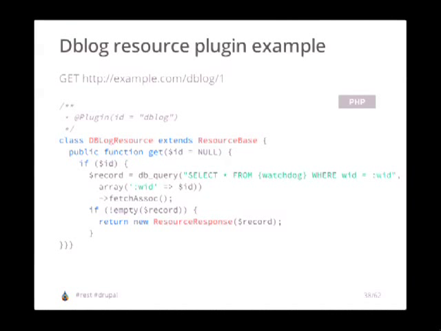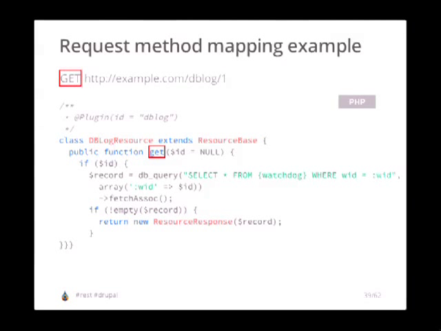So we're using annotations here. I'm saying that this plugin is the dblog plugin, and I define the class, extend some resource base, and now if we look at the requests and what it corresponds to in the plugin, for example, for a get request, we implement the get method. We want to support get methods. Okay, we implement that, take the ID argument, and then do our query and return the results.